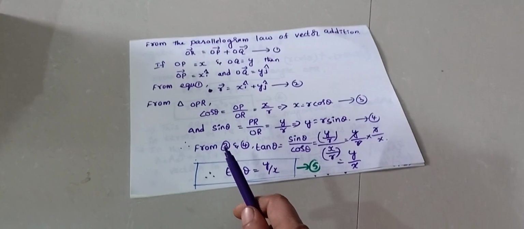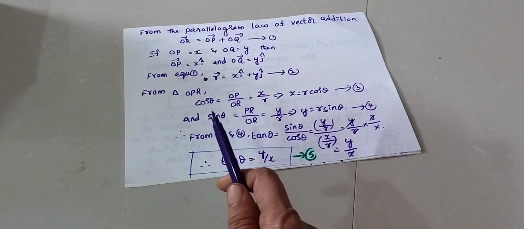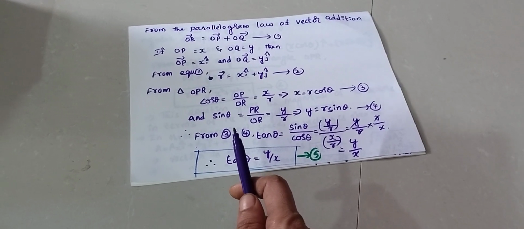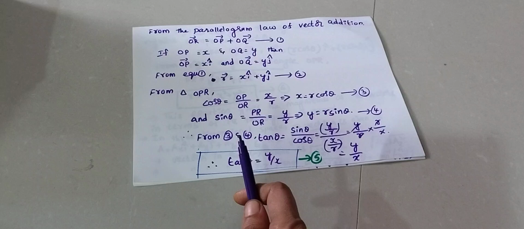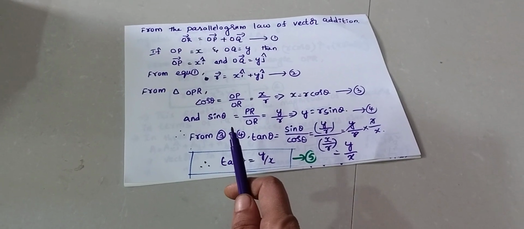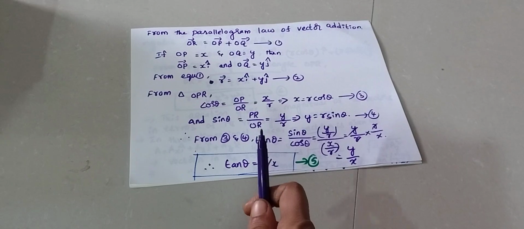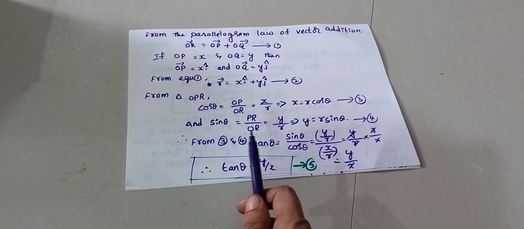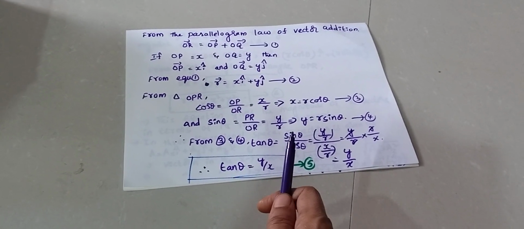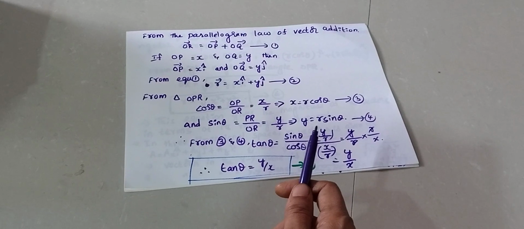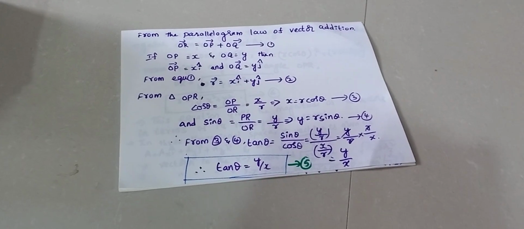In the same way, from triangle OPR, sin theta is equal to, what is the formula for sin theta? Opposite side by hypotenuse. The opposite side is PR and the hypotenuse is OR. PR is equal to y, OR is equal to r. So y is equal to r sin theta.